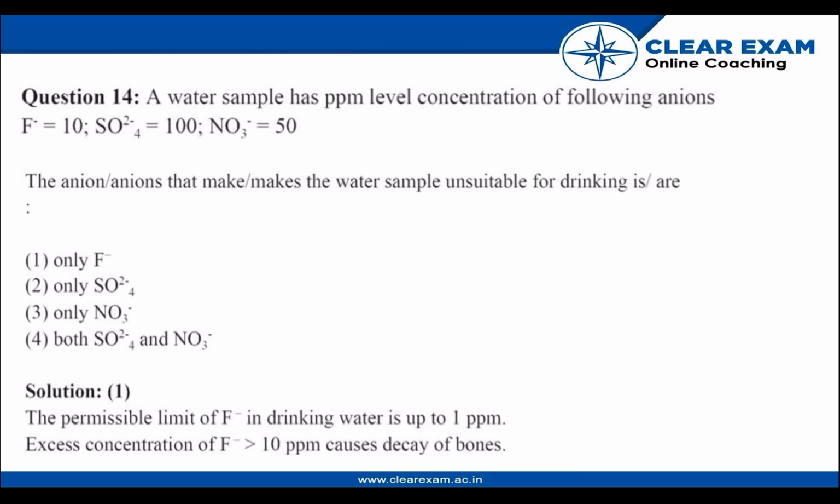So the correct answer to this question is only F⁻. Let's see why. The maximum limit of nitrate, NO₃⁻, in drinking water is 50 ppm and its source is fertilizers. If the maximum limit is exceeded in water, it will cause methemoglobinemia, also called blue baby syndrome.